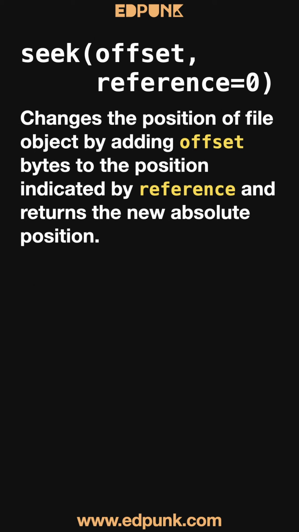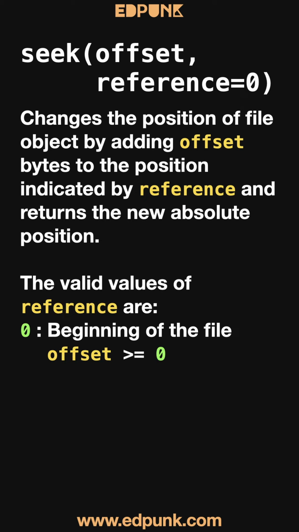Moving on to the final method, the seek method is useful for changing the position of the file object in the file according to the arguments provided by the user. It accepts a required argument named offset and an optional argument reference. The new location of the file object is computed by adding offset number of bytes to the position indicated by reference. The default value of reference is 0, which stands for the beginning of the file. In this case, the offset should be greater than or equal to 0.